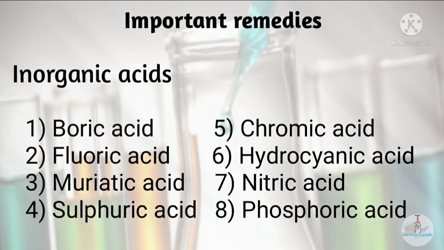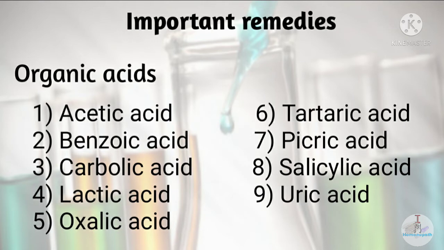The important remedies. Inorganic acids. Remedies prepared from inorganic acids or the mineral acids are boric acid, fluoric acid, muriatic acid, sulfuric acid, chromic acid, hydrocyanic acid, nitric acid, phosphoric acid. These acids are also named as boricum acidum and likewise. So do not get confused because of the names. The remedies prepared from organic acids are acetic acid. So this is also named as aceticum acidum and likewise. Benzoic acid, carbolic acid, lactic acid, oxalic acid, tartaric acid, picric acid, salicylic acid and uric acid.